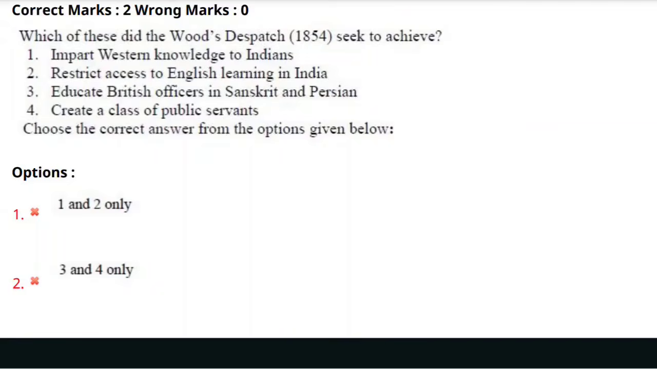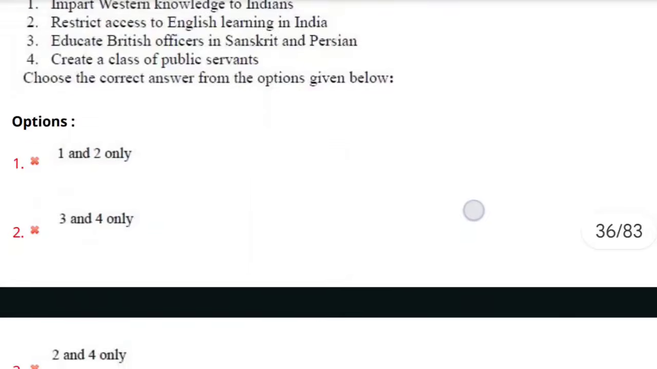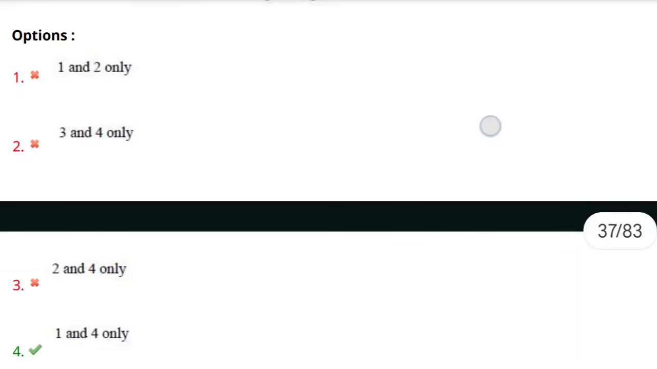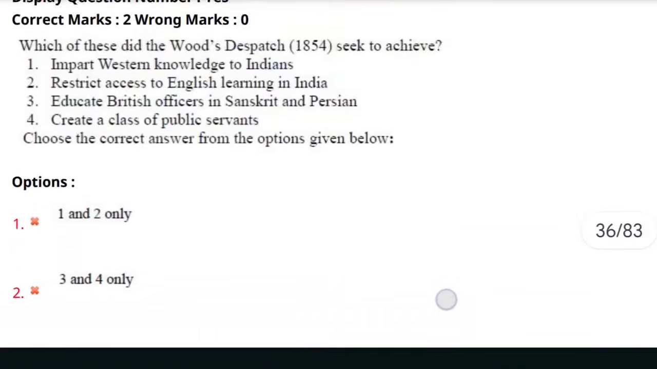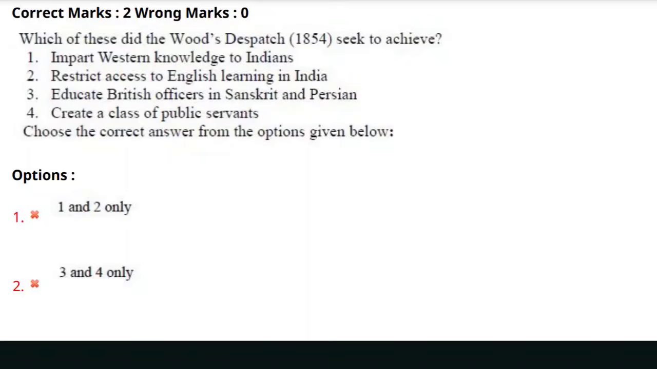Yes, they want to create a class of public servants, so they want to include Western knowledge for Indians. And this is the major aim of the Wood's Dispatch, which was released in 1854. And the correct answer here is the fourth one, 1 and 4. Impart Western knowledge to Indians and create a class of public servants.